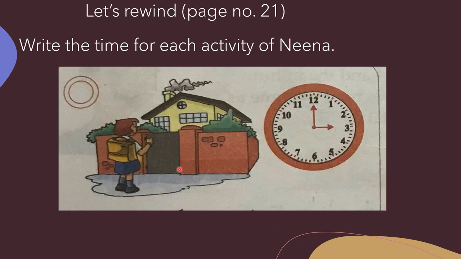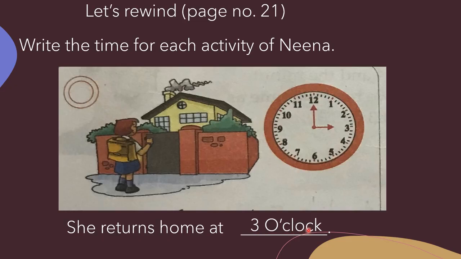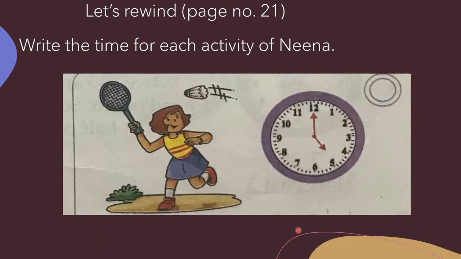Now the next one is: she returns home at dash. So here we will see the time. Here the minute hand is at 12 and the hour hand is at 3. Okay. So what is the time? 3 o'clock. So she returns home at 3 o'clock. Understood, beta?